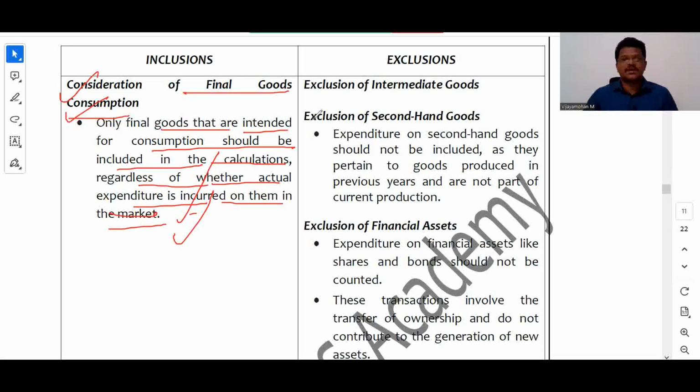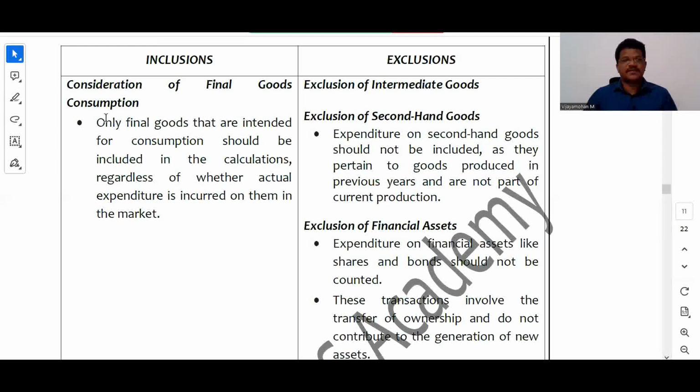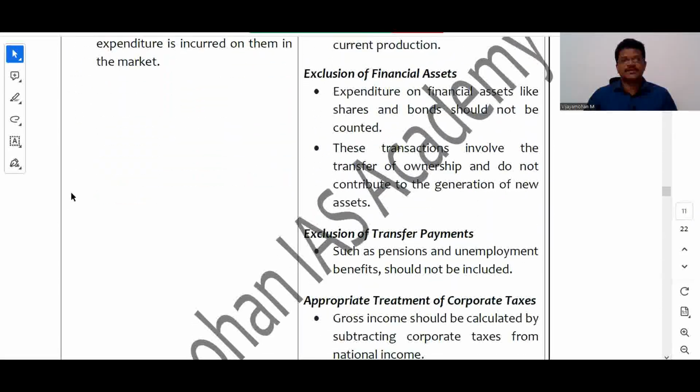Right, now exclusion of intermediate goods, obviously I will already explain. Exclusion of second hand goods, this is also I already explained. Exclusion of financial assets, see this financial assets, this one also I told you already. So expenditure on financial assets like shares and bonds should not be counted. Shares and bonds ki sambandhinchina expenditure kuda manam you should not consider. Why? Because there is only a change of ownership as far as shares and bonds are concerned. These transactions involve the transfer of ownership and do not contribute to aggregation of any new assets. Any new assets create above anamata.